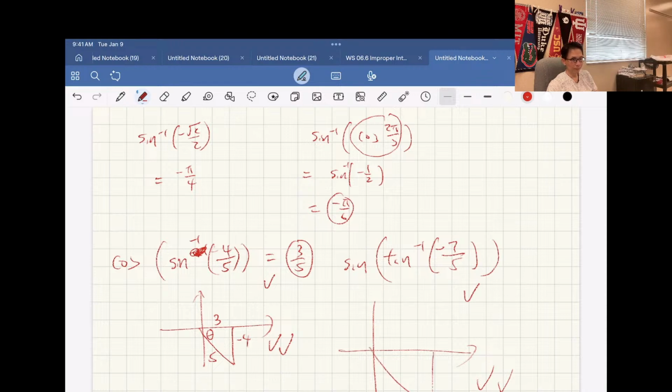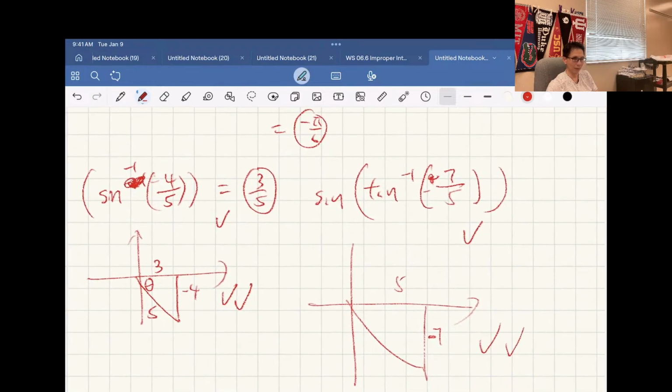Triangle. This is a 7. This is a 5. Which one's negative? 7. I can put a negative sign in the front. You have to decide it's below the x-axis, so 7 has to be negative. You can figure out this is 49 plus 25, which is 74. Square root of 74. And sine of that is going to be negative 7 over root 74. So that is the final answer. Good?